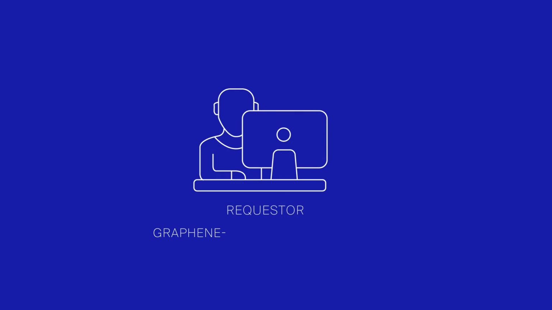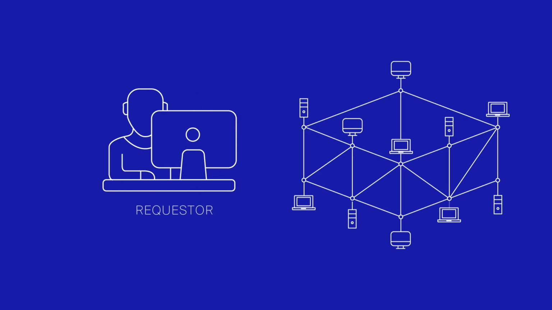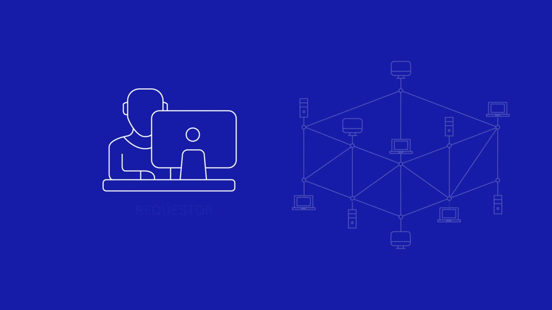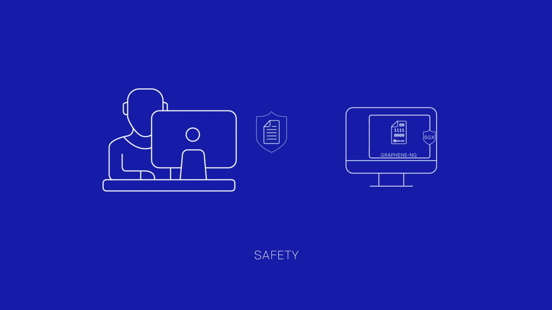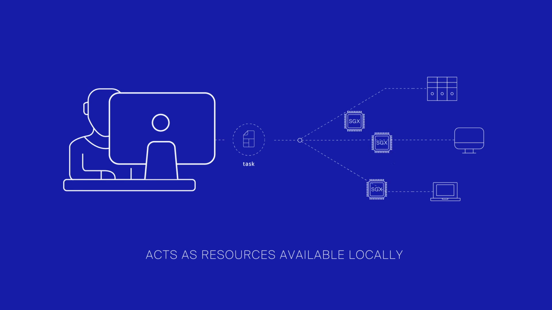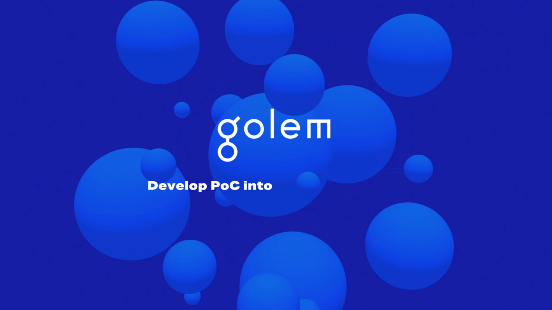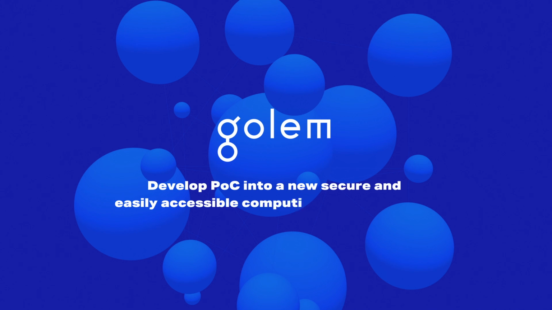To sum up, using the Graphene-ng SGX computations, the requester in the Golem network gains access to external computing power, with no need for compromising the safety of his data. Nobody can access it and it's protected from attacks, and with the confidence that the calculations have been done correctly. Furthermore, thanks to Graphene-ng, the SGX units may be treated as local CPUs, with an access a bit more complex than the ones on the user's machines. And for Golem, this is an opportunity to develop a presented proof of concept into a new, secure, and easily accessible computing infrastructure for our users.